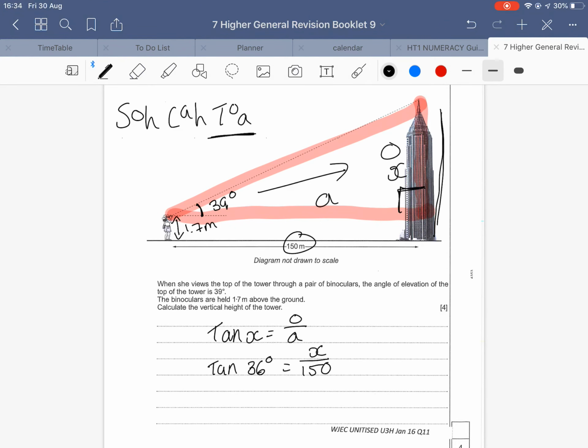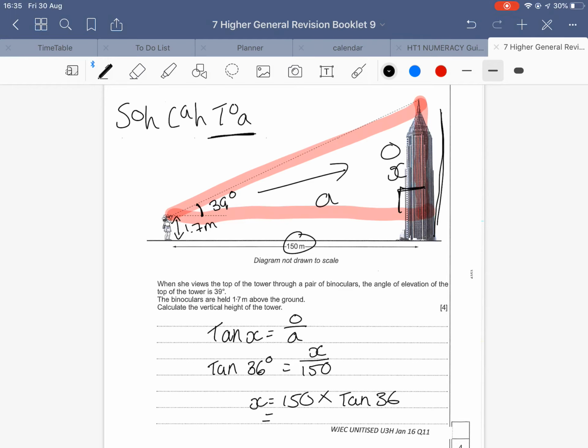Next step is to solve. So when X is on top, we need to times. So we're going to take 150 and we're going to times it by tan of 36. I always do the number first because you're either timesing or dividing. So if X is on top, you times. If X is on bottom, you divide. If X is next to tan, then you're going to shift.